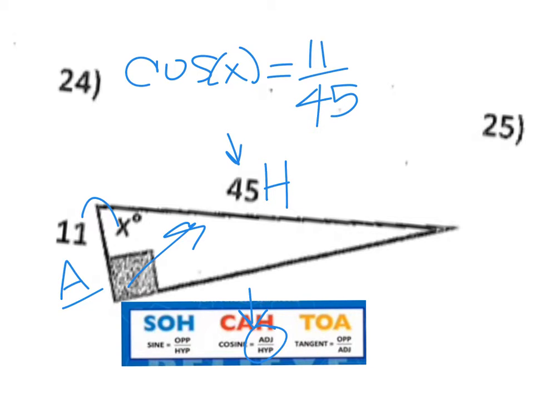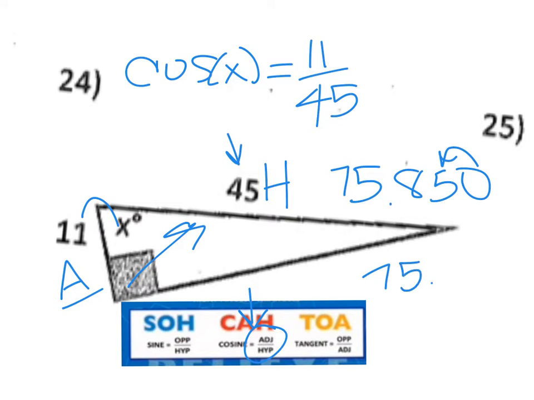So go to your calculator and hit second cosine because we're solving for an angle and not a side. And in the parentheses type in 11 divided by 45, and the answer it gives you is 75.850, and of course the 0 tells the 5 to stay the same, so the missing angle is 75.85.